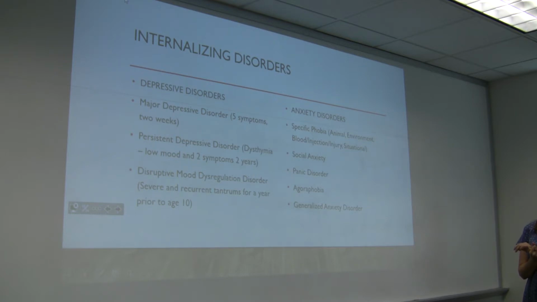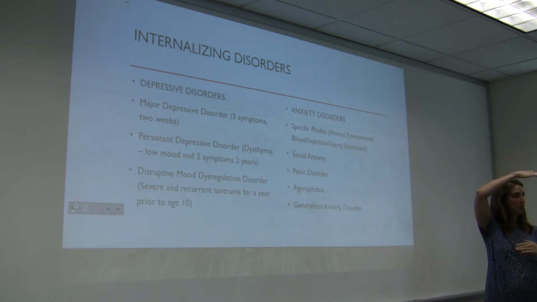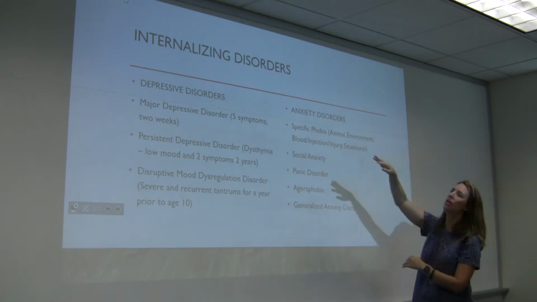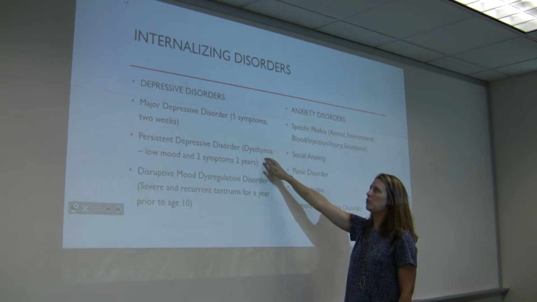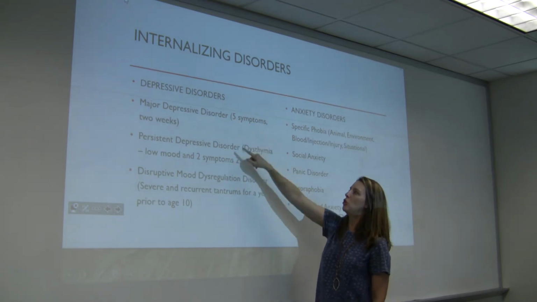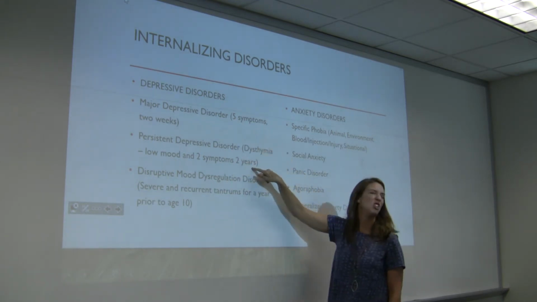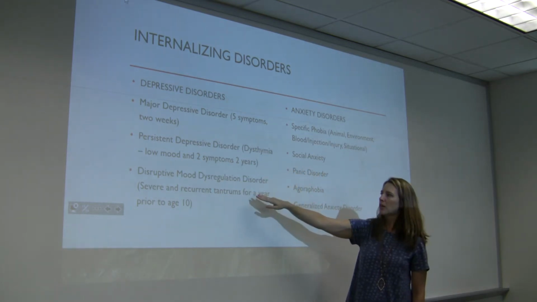So we've got major depression, right? With major depression, you have to have 5 symptoms from that menu of symptoms like we were talking about a second ago. You have to have it for 2 weeks. Persistent depressive disorder was formerly called dysthymia, which is low mood plus 2 instead of 5 symptoms for 2 years, right? So it's very chronic.